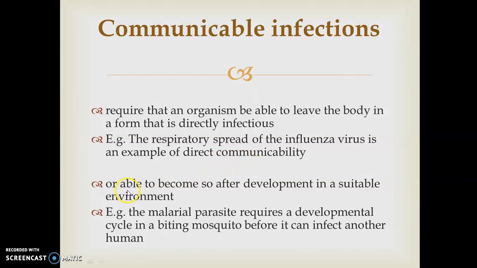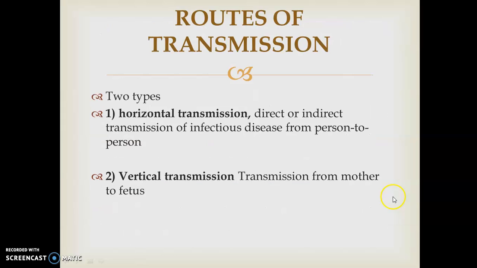The other is that the organism becomes infectious after development in a suitable environment. For example, the malarial parasite requires a developmental cycle in a biting mosquito before it can infect another human. So malaria cannot be transmitted directly from person to person.